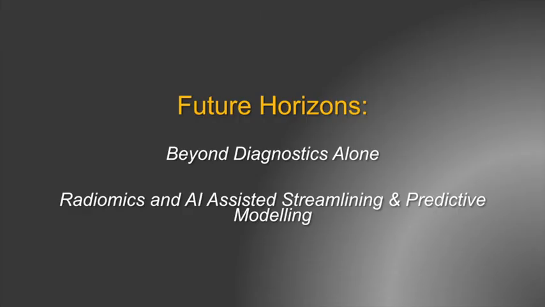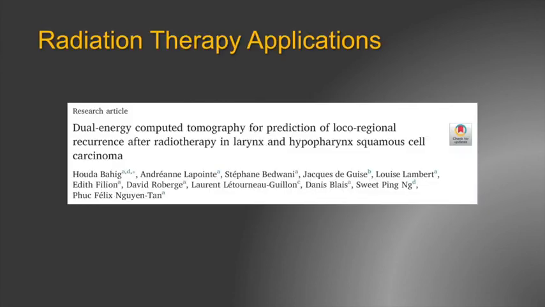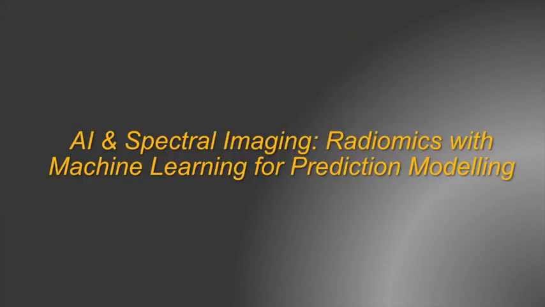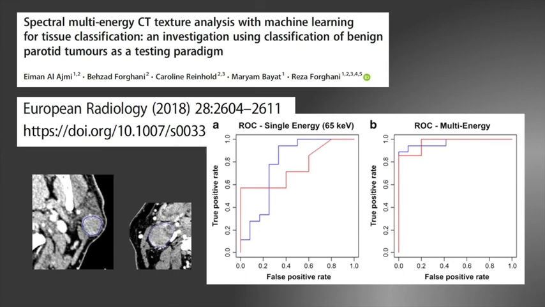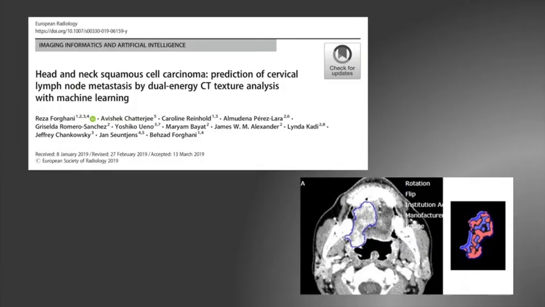Now, to conclude, I'll briefly discuss some future horizons and applications. There's increasing interest in the role of dual energy CT for radiation therapy applications that include predictive analytics, for example, based on iodine maps, as well as dosimetry and planning. There's also potential for combination with radiomics and machine learning for improving tissue classification and other important predictive tasks, as shown in preliminary studies performed in our laboratory.